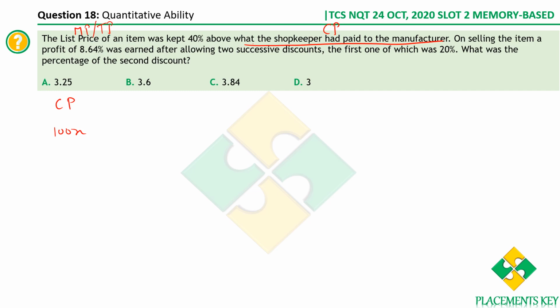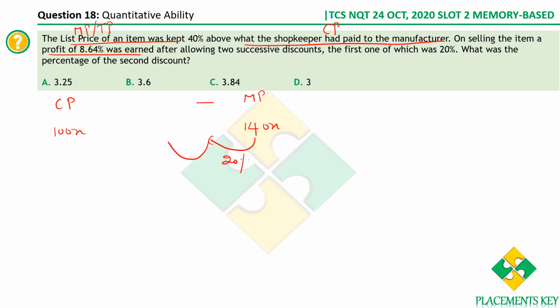Now what are they saying? They are saying that the market price is kept 40% above it. So the mark price, 40% above 100x, is 140x. On selling the item, a profit of 8.64% was earned after allowing two successive discounts. The first one was 20%. So first there is a discount of 20% given on the mark price, and you've got some value.